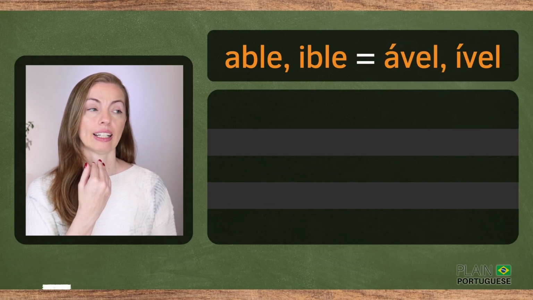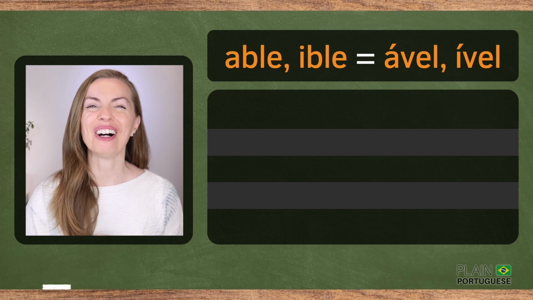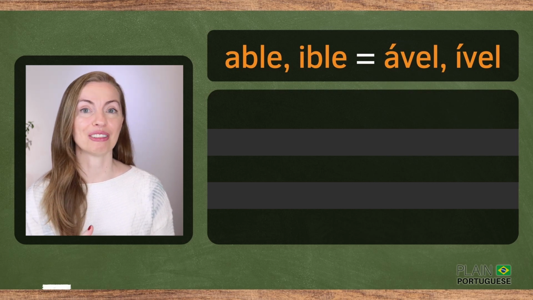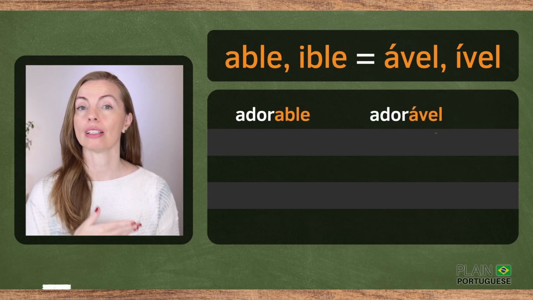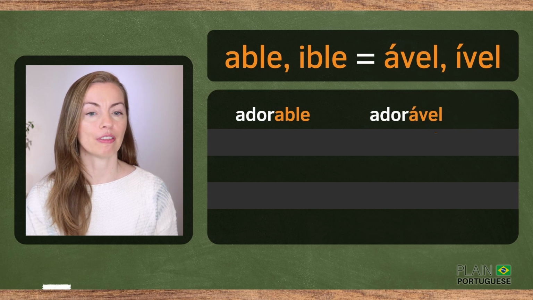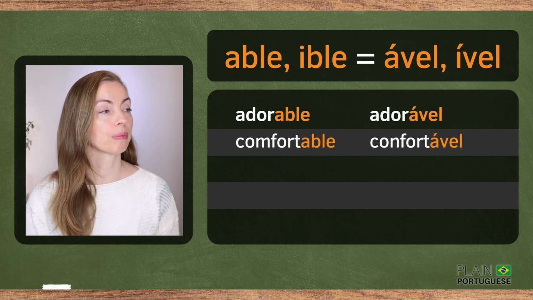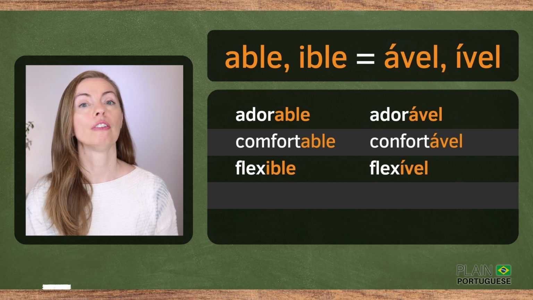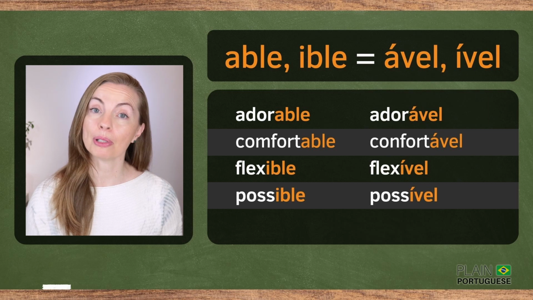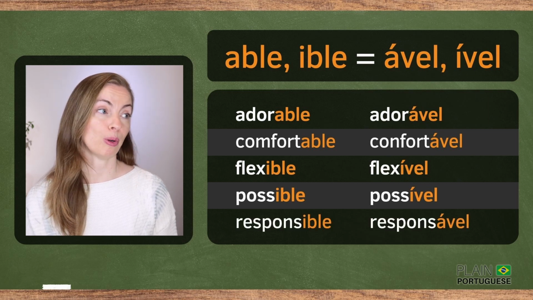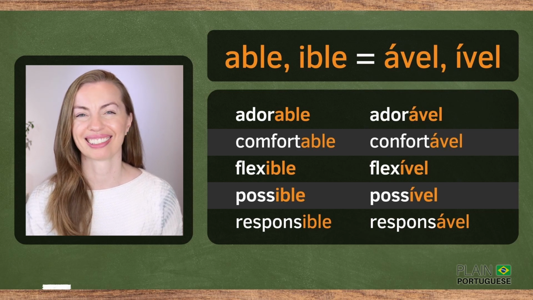Adjectives ending in able will often end in ável in Portuguese. For example, adorable, adorável, comfortable, confortável, flexible, flexível, possible, possível, responsible, responsável.